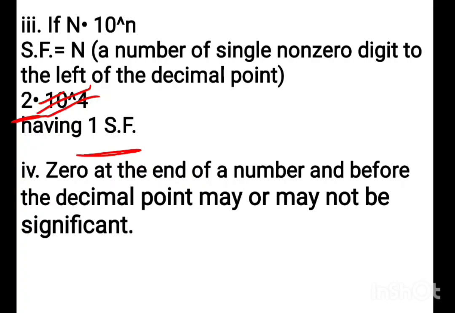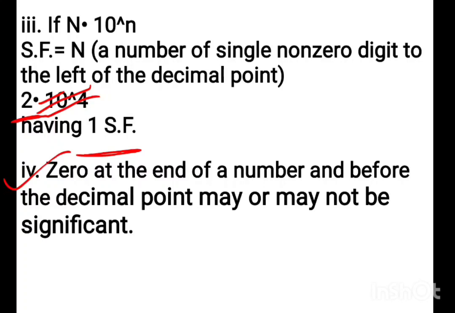Okay, because in this number 2 into 10 to the power 4 there must be only 2 counted, so that's why the significant figure is 1. Okay, clear? Okay, next one, that is 0 at the end of a number and before the decimal point may or may not be significant.